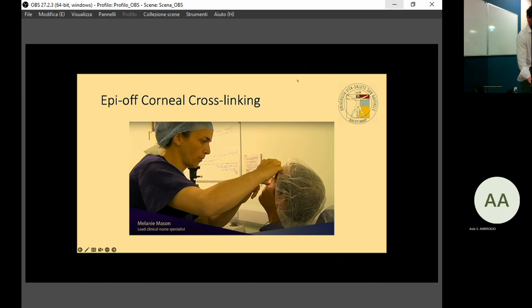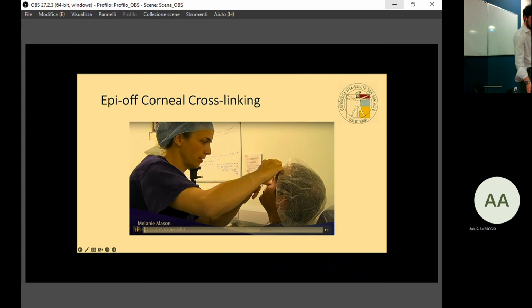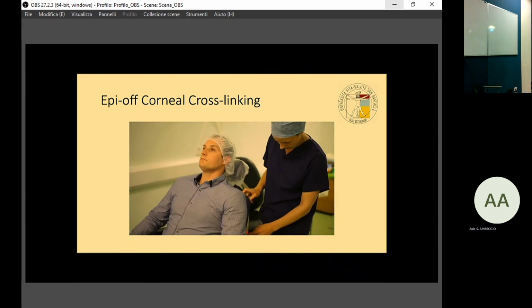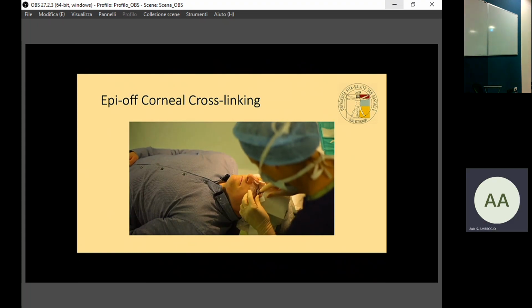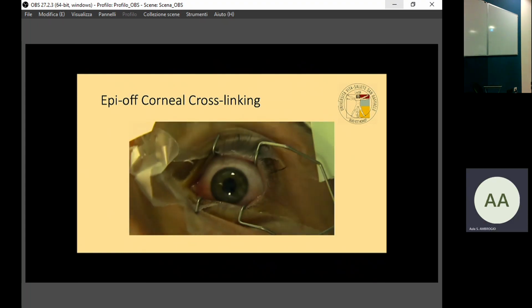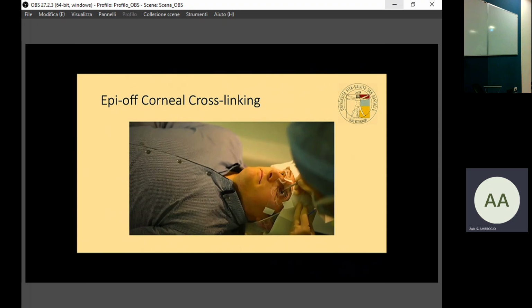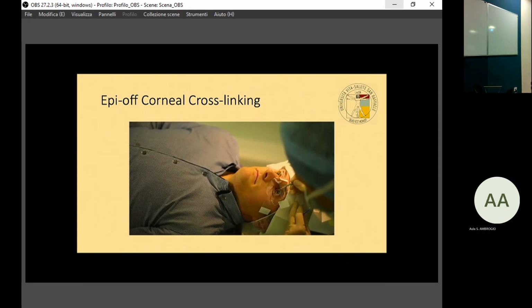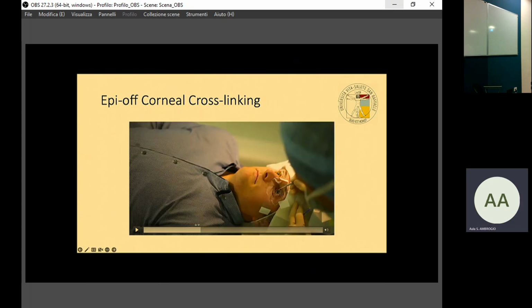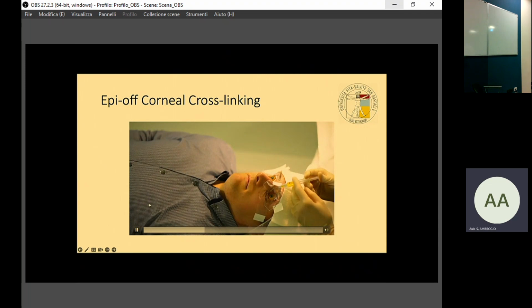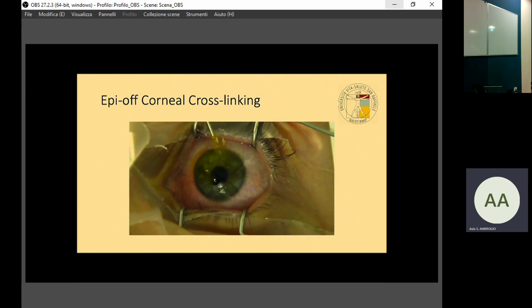So here, the anesthetic is provided to the patient, a topical anesthetic. At this point, the blepharostat is introduced in order to improve the access. At this point, we have the important aspect to underline. At this level, we are performing scraping of the epithelium. So we have removal of the epithelium, which is fundamental for the procedure in the standard way.